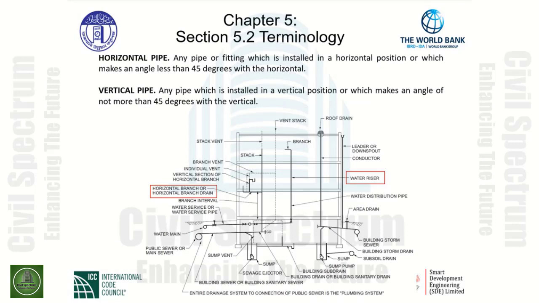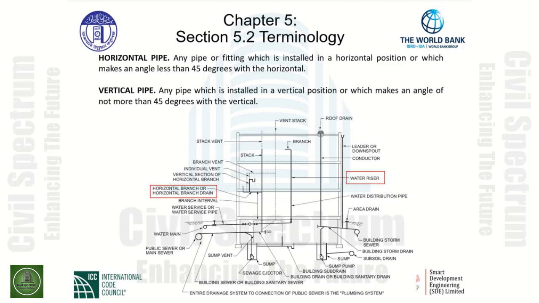Horizontal pipe is any pipe or fitting which is installed in a horizontal position or which makes an angle less than 45 degrees with the horizontal. This is important to us to understand once we get into the drainage part of the plumbing system. Vertical pipe is any pipe which is installed in a vertical position or which makes an angle of not more than 45 degrees with the vertical.